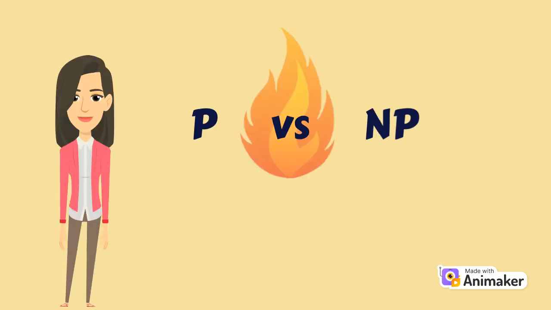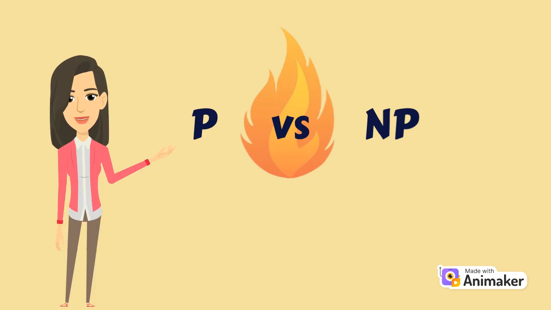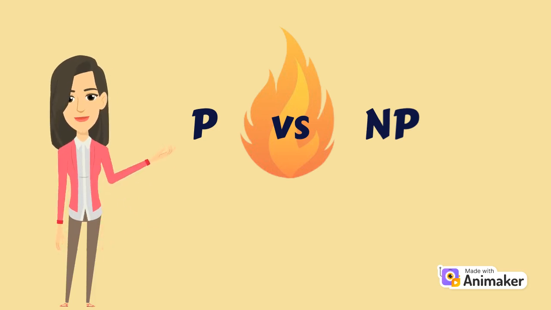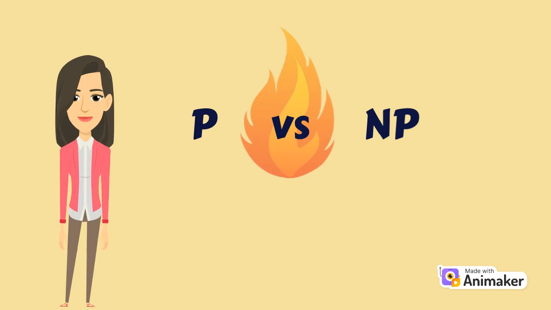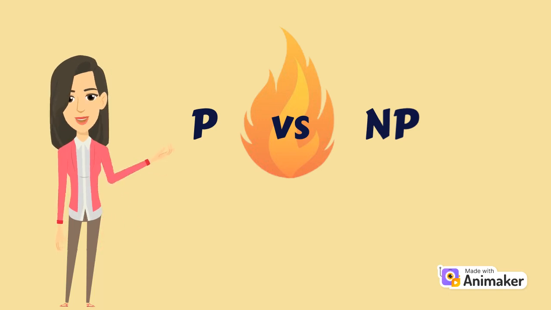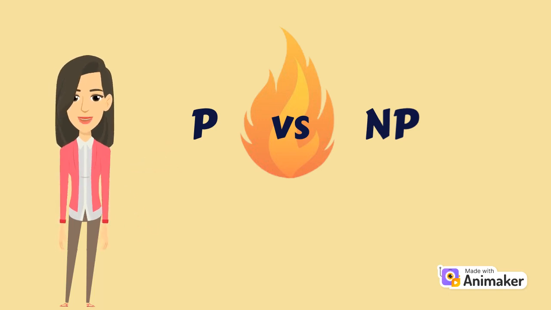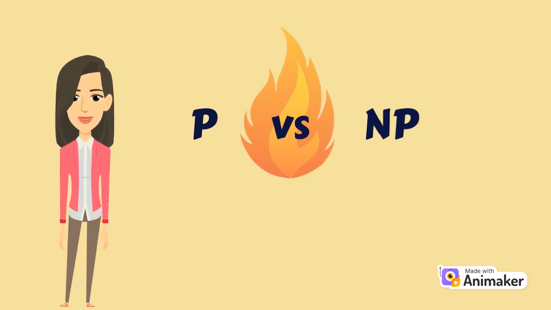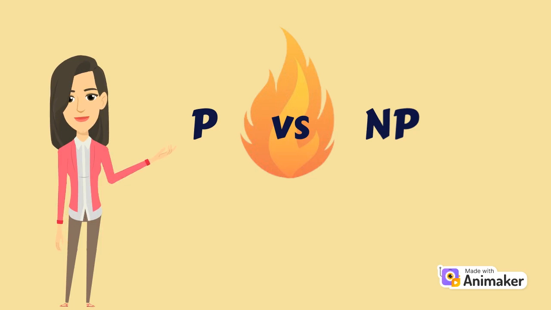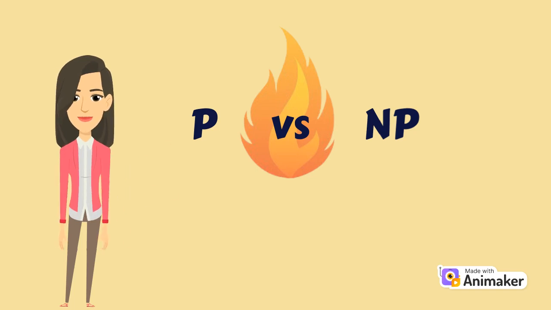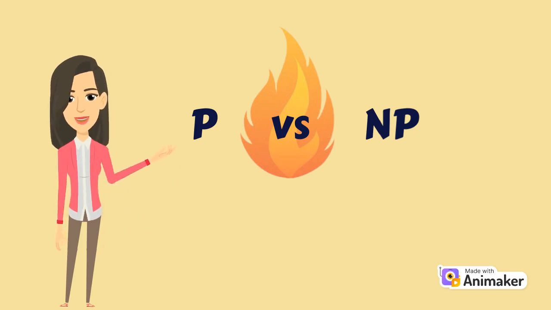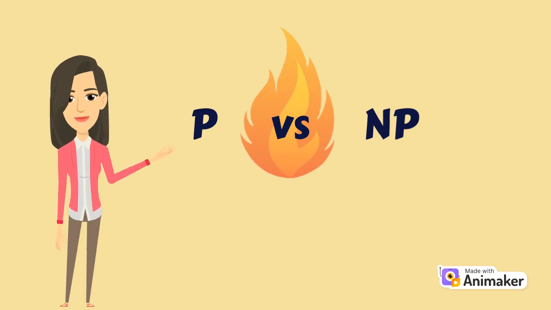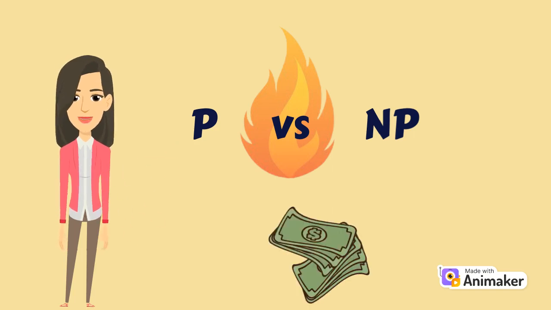P versus NP is one of the long-standing problems in computer science that remained unsolved for years. It seeks to know that if a problem is easy to check for correctness, is it also easy to find a solution to it? P versus NP is one of the Millennium Prize problems, and anyone who could solve it will get $1 million.